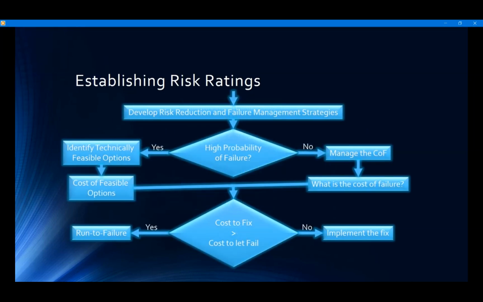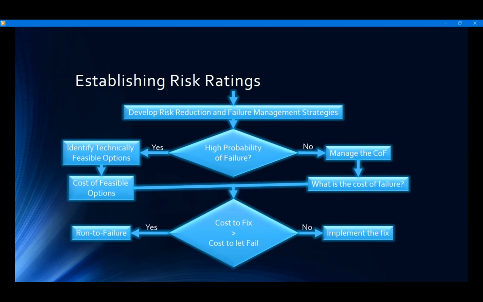This slide outlines a little bit more of that decision and event process within the tree. So, developing your risk reduction and your failure management strategies. Is there a high probability of failure? If yes, identify technically feasible options. If no, managing your consequence. What's the cost of failure? What's the triple bottom line? Is it an environmental impact? Is it a social impact? Maybe it's all three.